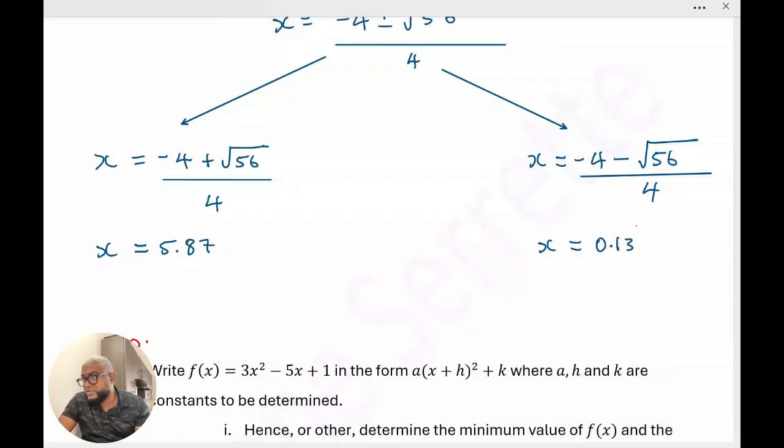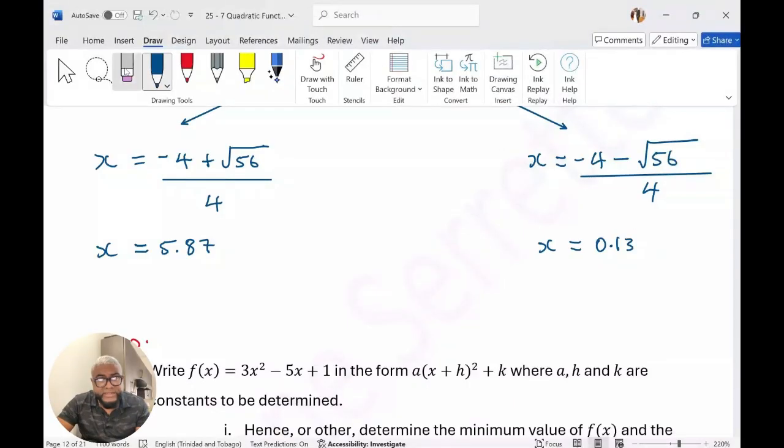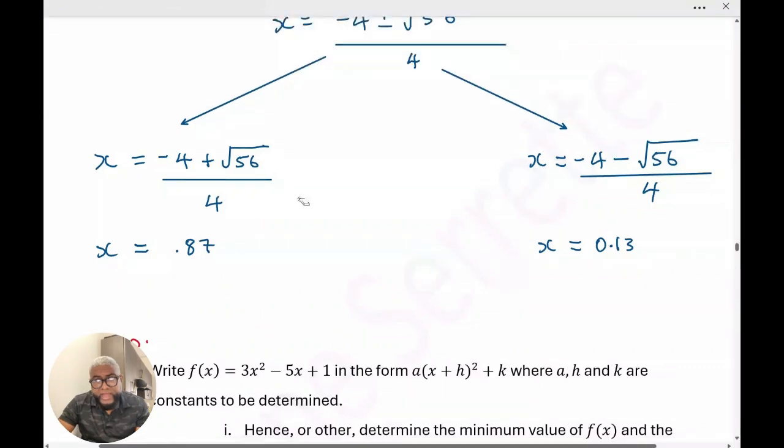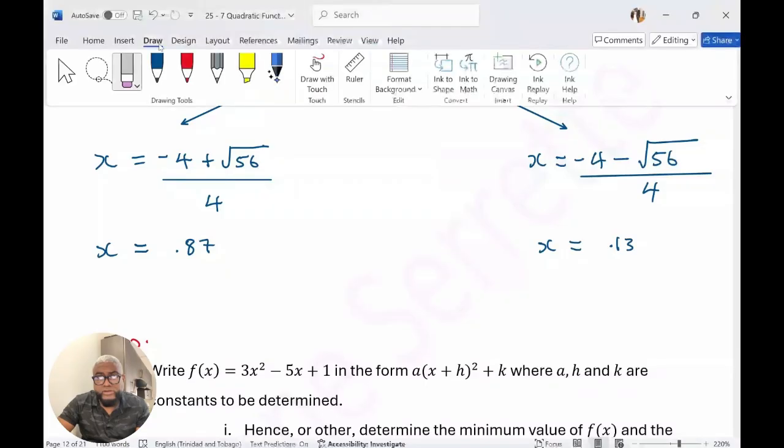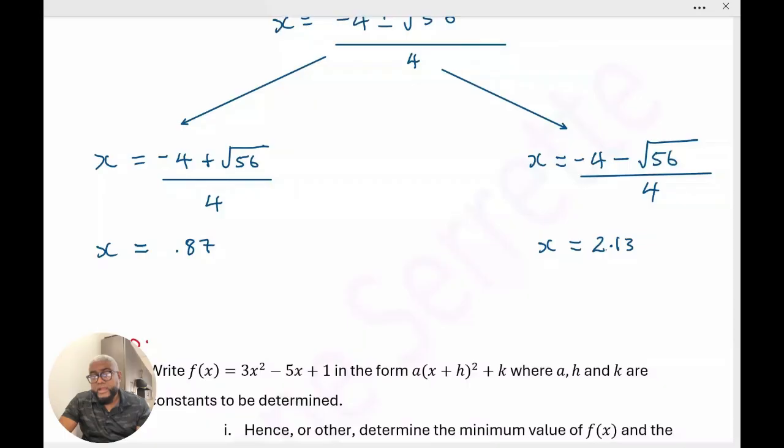2.87. Somebody saying 2.13 for here. Yes, 2.13, that one. So listen, I hope you work out the top, press equals, and then divide by 4. Because if you put it as one and then put divided by 4 at the end, the calculator will divide the square root of 56 by 4 and then add it to -4, which will be wrong.